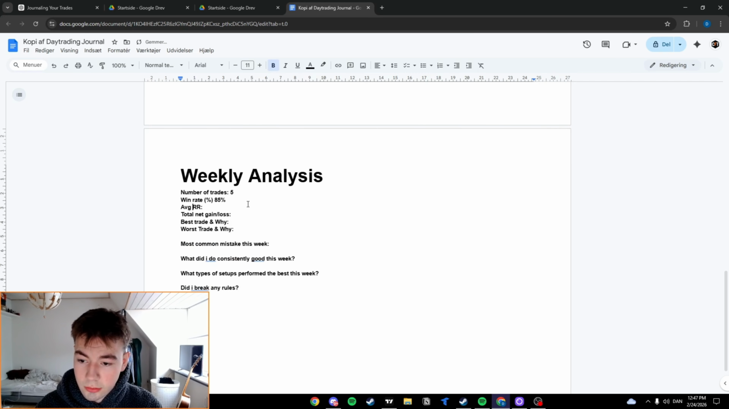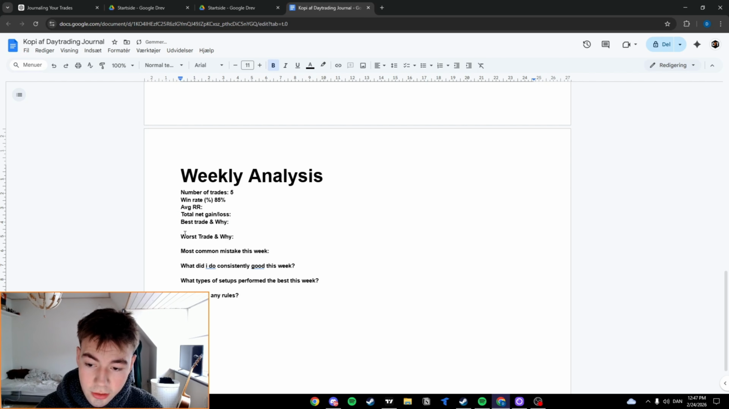Let me just do this, average risk to reward. Now, how much did we make this week? How much did we lose? Best trade and why. Here we want to post the best trade and write in depth why it was the best trade, and worst trade. We also put a screenshot in here and go in depth with why this was the worst trade. I mean, did you break your rules? Did you do something you shouldn't have done?